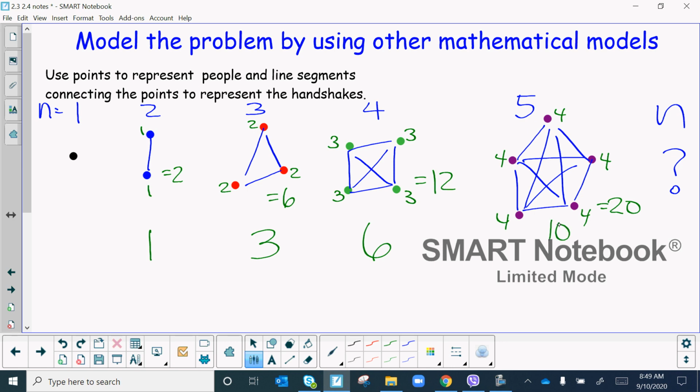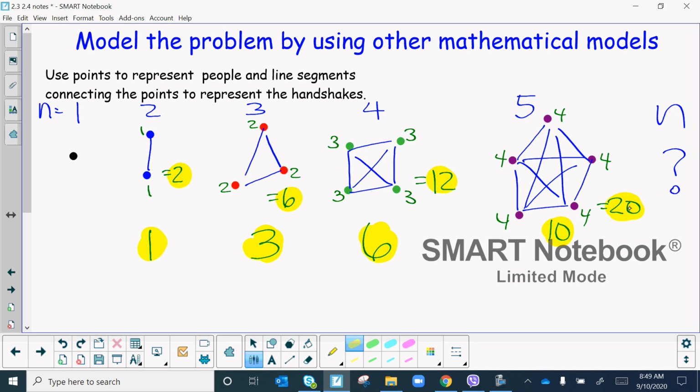So how are these related? Let me highlight that. How are these numbers related? This one to these. They look very similar, right? They're all half. So now the question is, how do we come up with this rule?